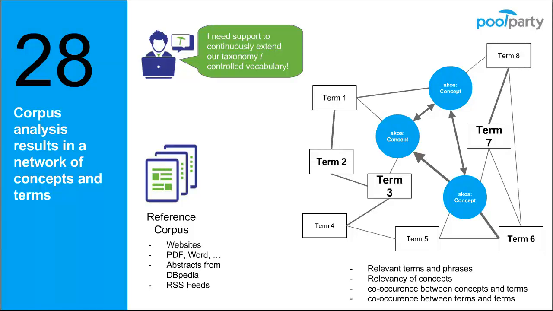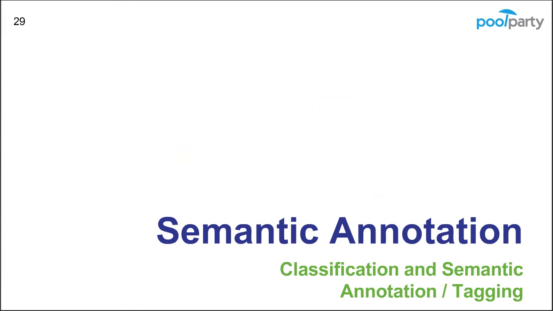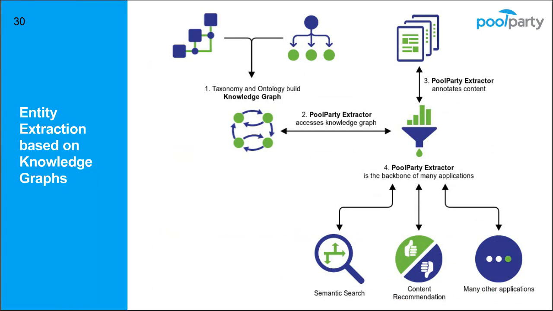And yes, there are other ways to improve text mining in general, especially with the PoolParty extractor. It's about having a reference corpus. It's about a lot of statistical analysis that is done in the background, co-occurrences, relevancy of concepts, relevancy of terms, and all this is possible to help you then analyze your website, your PDFs, your RSS feeds, and so on.